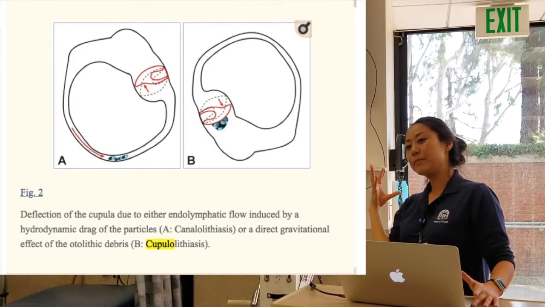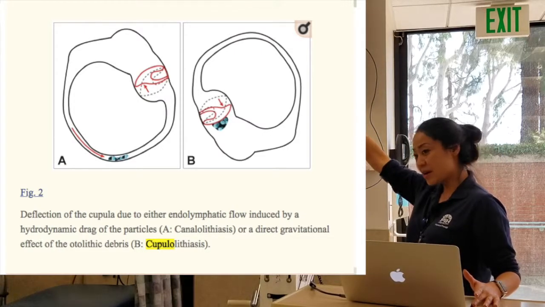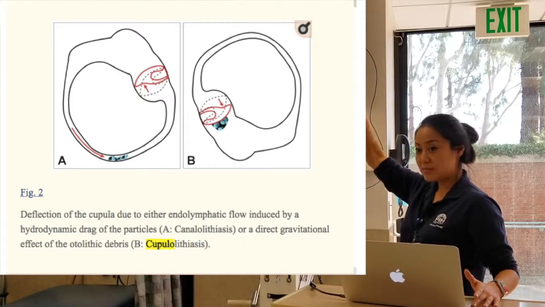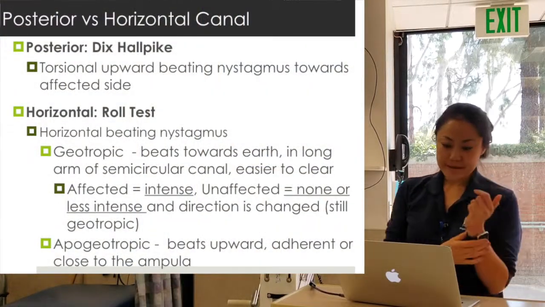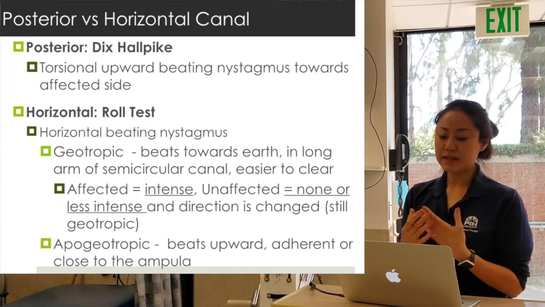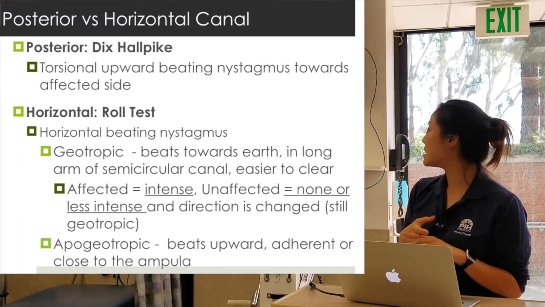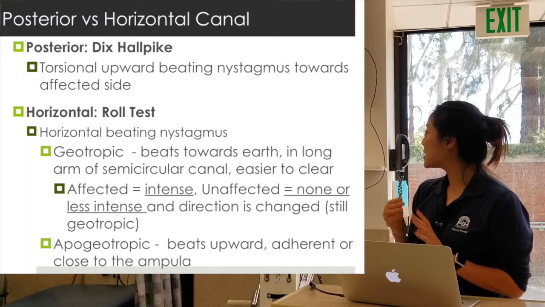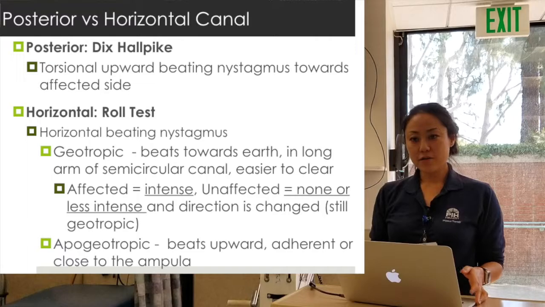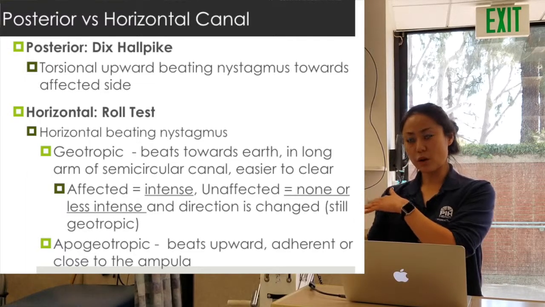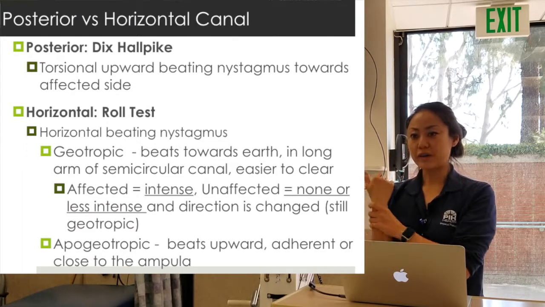And so that's why they tell you to hold that position for maybe 30 to 45 seconds to see if you get a delayed reaction, because it takes time for the debris to move and for the inertia to activate the cupula. Okay, so for the posterior canal, you're doing the Dix-Hallpike test, and you're going to see that torsional upbeating nystagmus towards the affected side. For the horizontal canal, you're doing the roll test. And so what you're looking for is if it's beating towards the ground or if it's beating up away from the ground. This is actually what's going to tell you if it's stuck or if it's free floating.